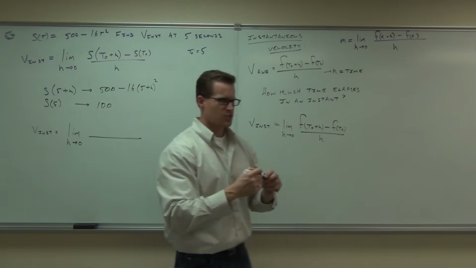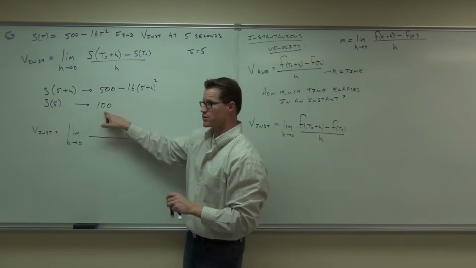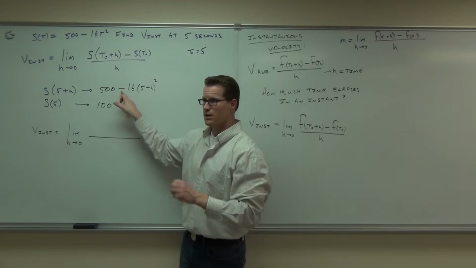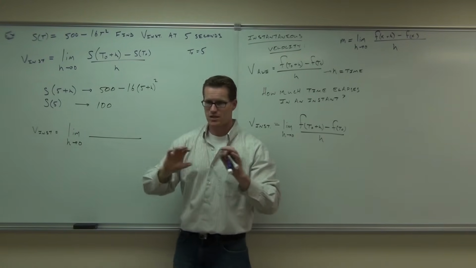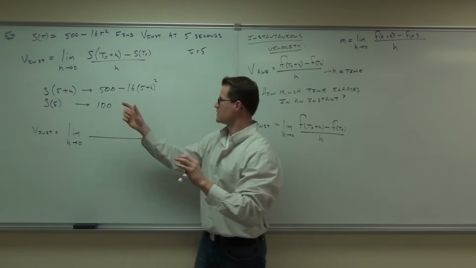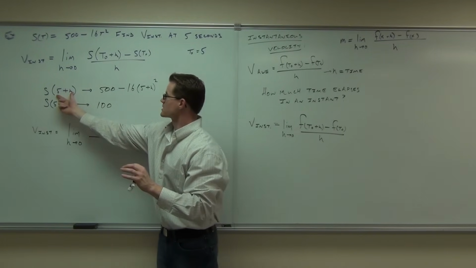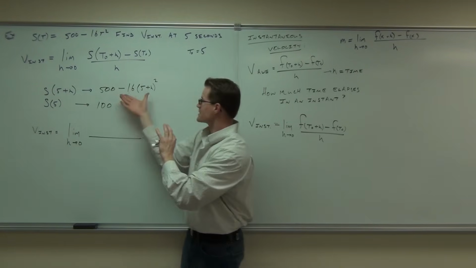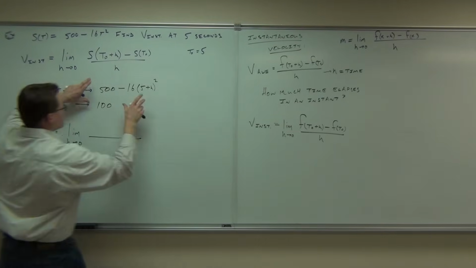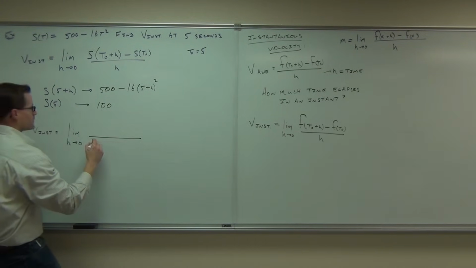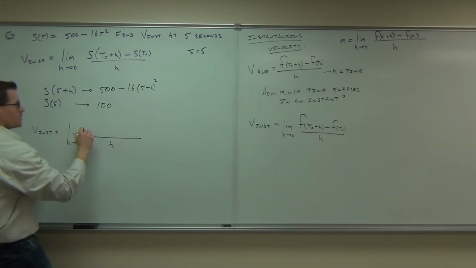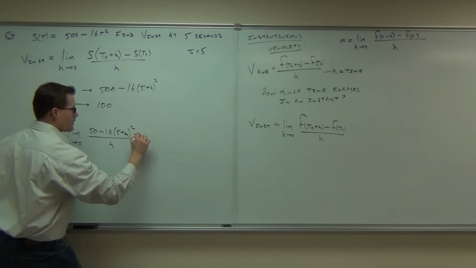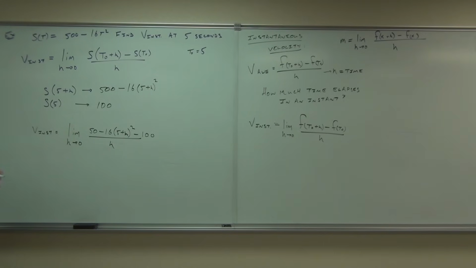Okay, I had some drop-off in participation. Do you know how to find the 100? Do you know how to find the 500 minus 16, 5 plus h squared? You see where that's coming from? We're taking this, substituting it into our function. That's 5 plus h, that's our t sub 0 plus h. That's giving us this expression. If we substitute these two things, we have 500 minus 16, 5 plus h squared minus 100. That's 550.